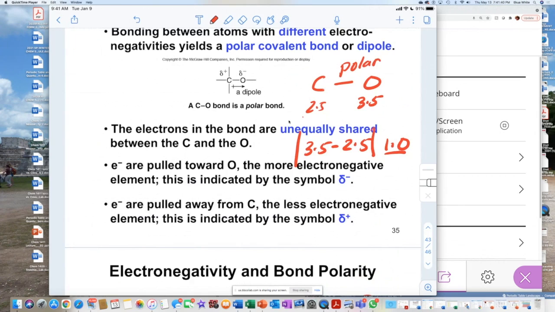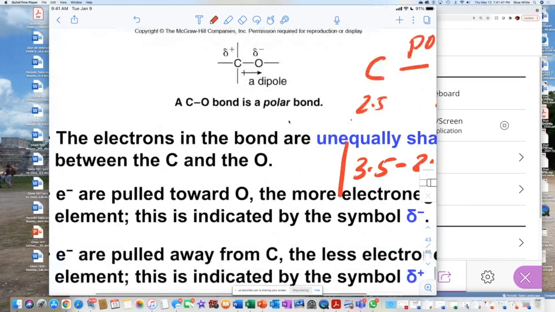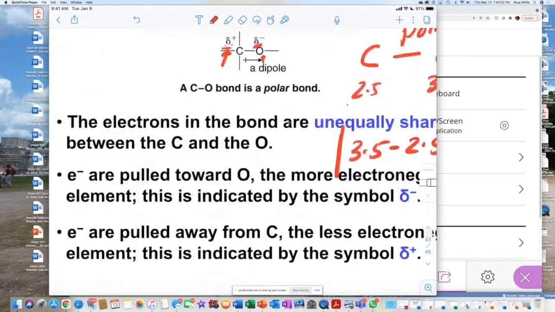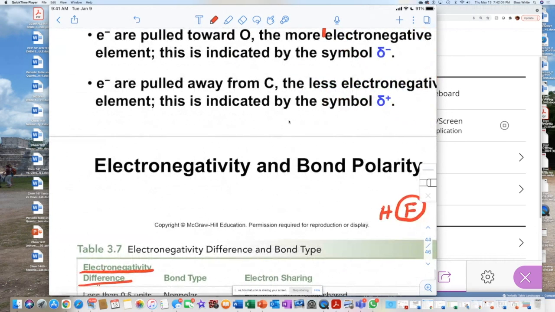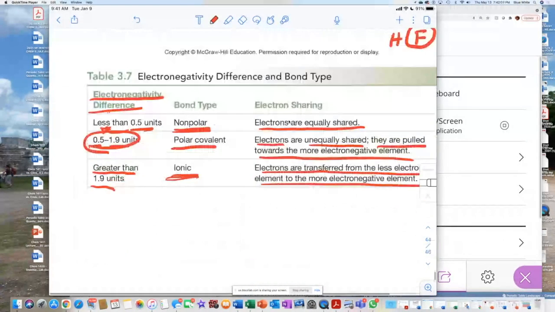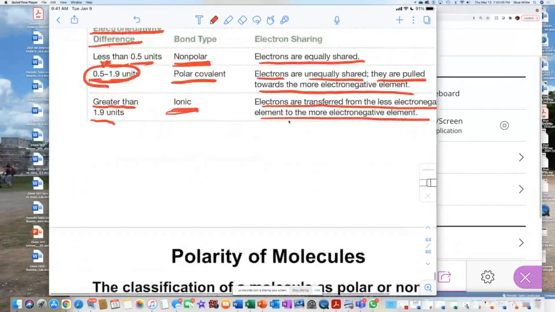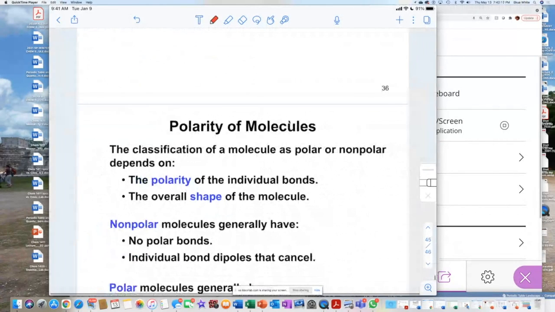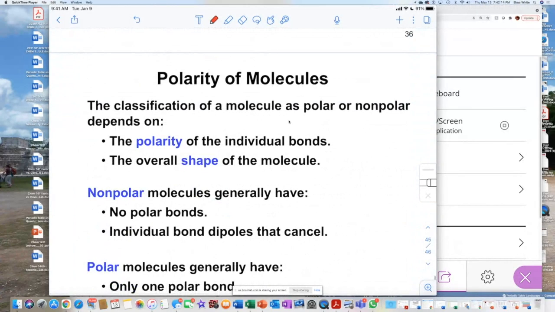They're not sharing equally. I want to talk about this symbol. The partial negative sign is given to the element that's more electronegative. So it's like not only are we judging oxygen as being more electronegative, we are labeling it. This one here is a less electronegative element. So they label all that stuff here. Okay. So once again, go ahead, go through this, take your time, take a pause, get up, walk away, come back, look at it.